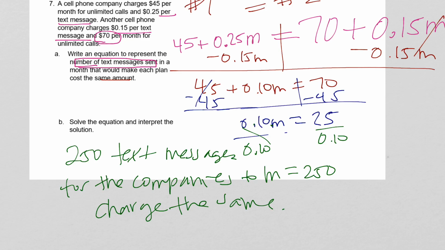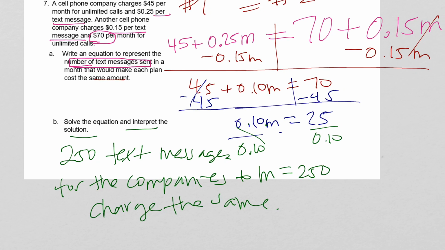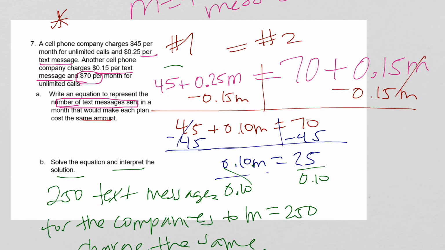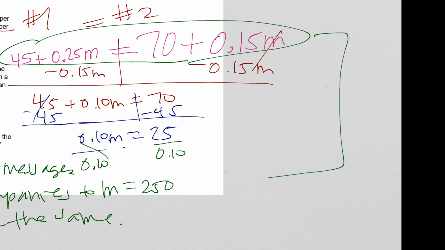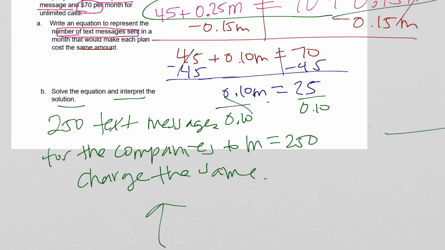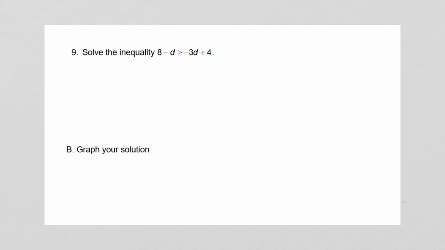This is the interpretation piece. So for part A, you're going to write the equation, which is this one. For part B, you're solving it and interpreting it. Then it went from 7 to 9 on the handout, and that's okay.